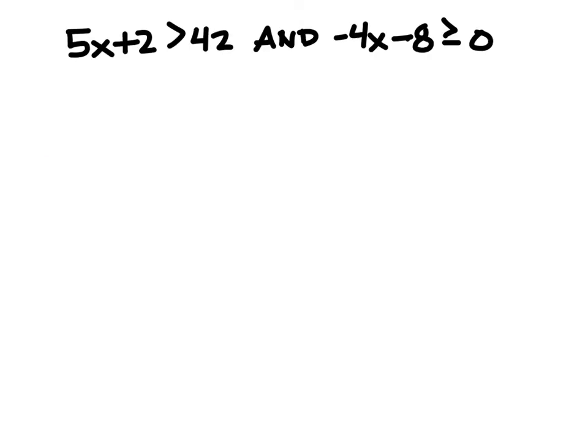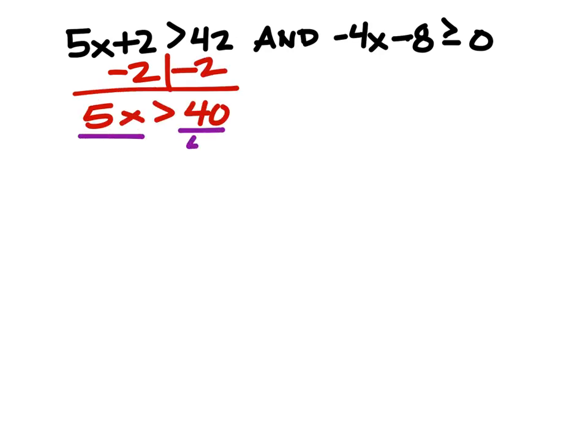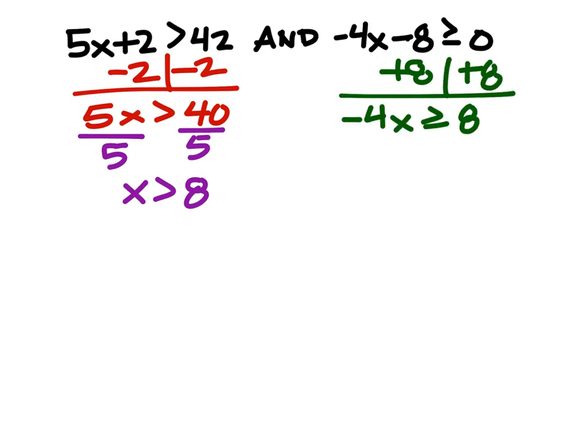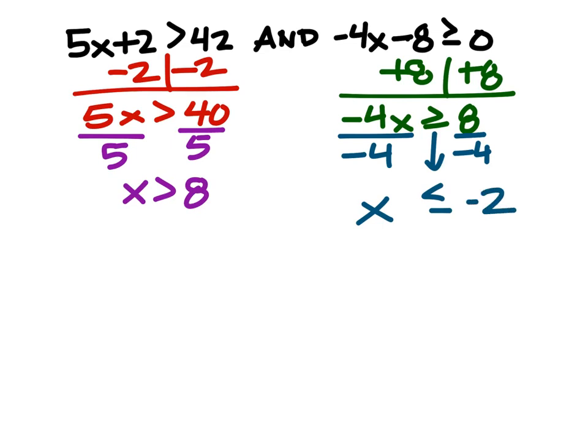All right, so let's go ahead and do this one as well. I'll start with the 5x plus 2 is greater than 42, subtracting 2 from both sides. And then I'll divide both sides by 5. So x is greater than 8 is my first inequality. And then we got this other one, same idea. We'll add 8 to both sides. And then now I'll divide both sides by -4, which will flip the inequality. So x is less than or equal to -2 now.